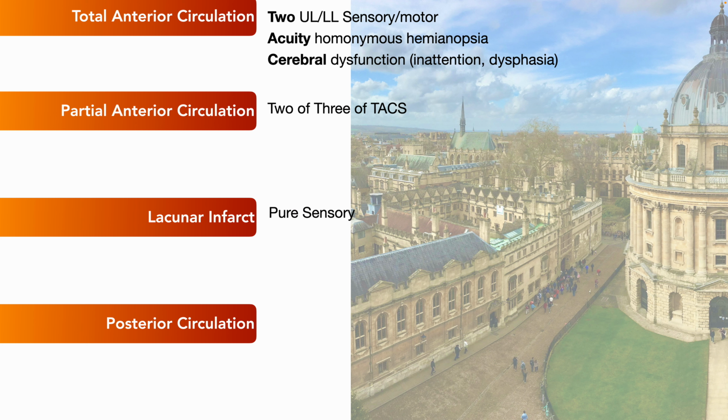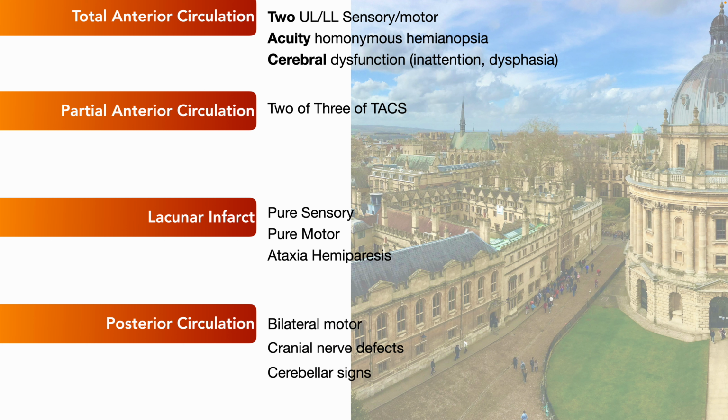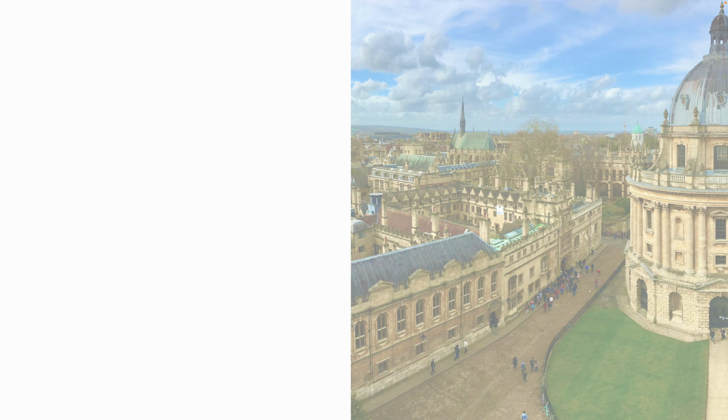Lacunar is a little bit different. It's a pure motor or sensory, or the ataxic hemiparesis, okay? Posterior circulation is bilateral motor, but with cranial nerve and cerebellar signs as well. The whole point that I was telling the MDT about this is that these are pretty typical syndromes that help you to localize the lesion, and that help you to identify the kind of treatment pathway they're going to go down, which you're going to see shortly.